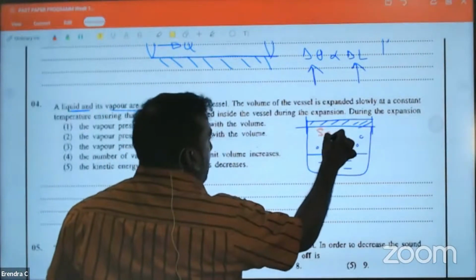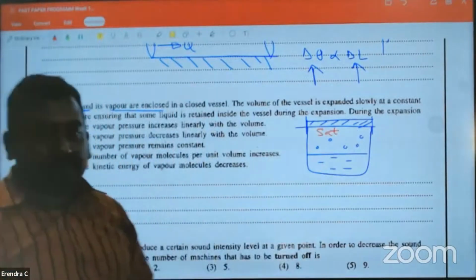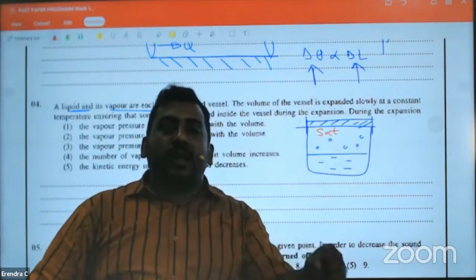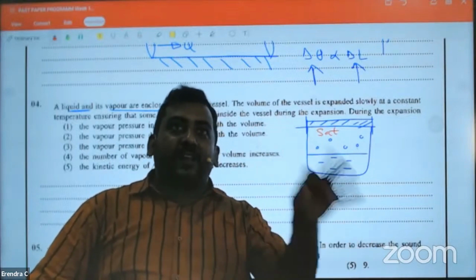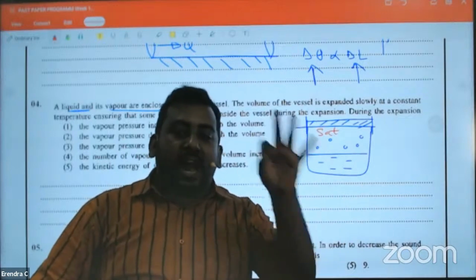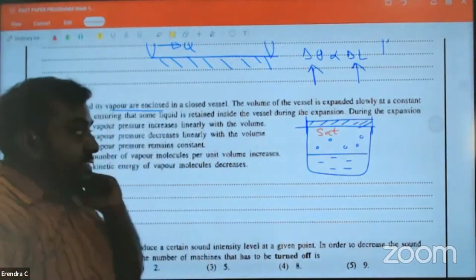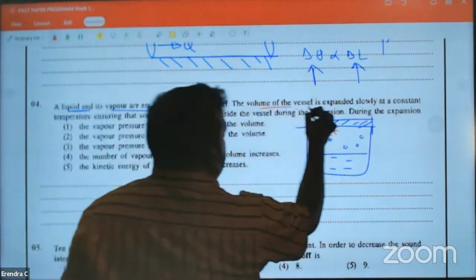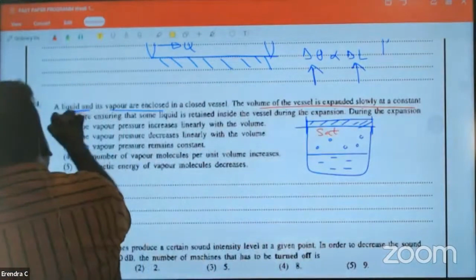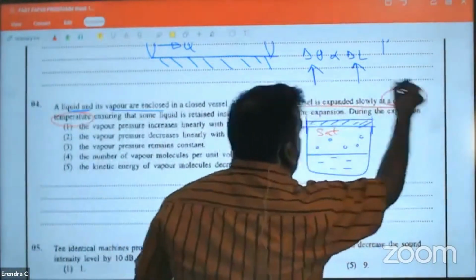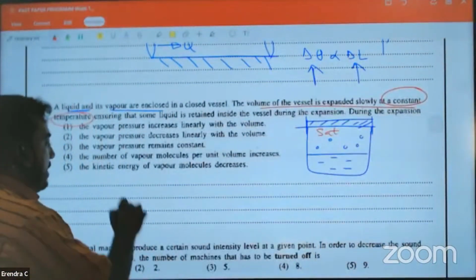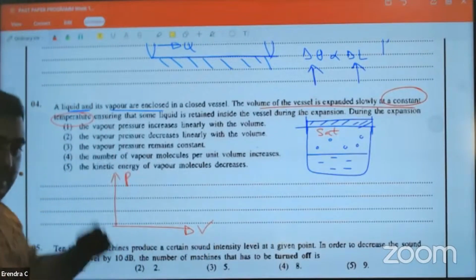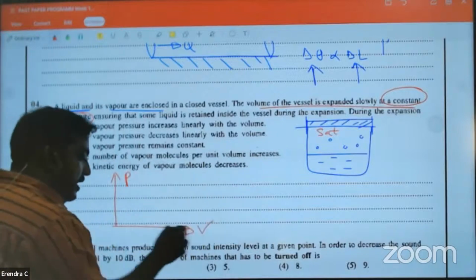Tell me, people who remember yesterday's graph. Saturated vapor, if you increase the volume by keeping the temperature constant, will the saturated pressure change? Answer is what? No. Saturated pressure will not change. Nice question. So here, the volume of the vessel is expanded slowly at a constant temperature. Temperature does not change. You must remember the TV graph that you learned.